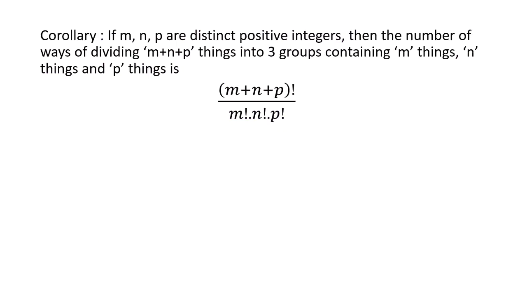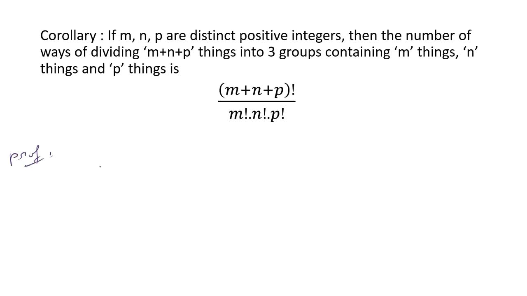Now we can generalize this result, or let us take this result one more step. If m, n, p are positive integers, then the number of ways of dividing m plus n plus p distinct objects or distinct things into three groups containing m things, n things and p things is going to be m plus n plus p factorial upon m factorial times n factorial times p factorial. So let me give the proof of this one.